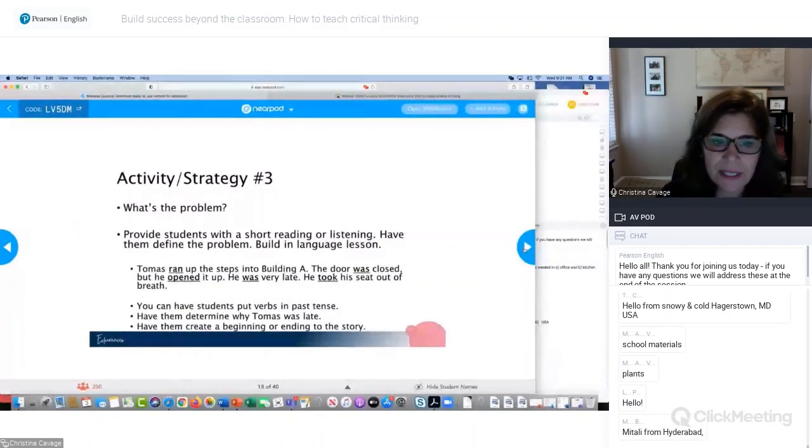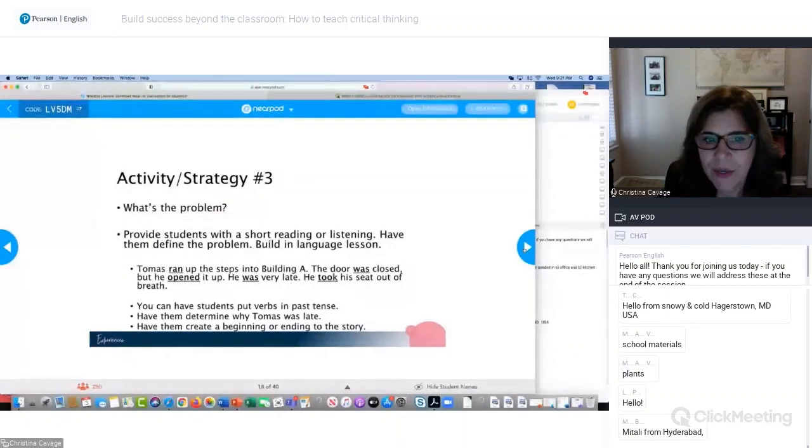So here's something I recently used in a class when I was teaching past tense. Thomas ran up the steps into building A. The door was closed, but he opened it up. He was very late. He took his seat out of breath. So students can identify, when does the story take place? We can talk about past time, but I can take it a few steps further. I can have them develop why Thomas was late. Why do we think Thomas was late? He was obviously late for class. Why was he late? I can also have them create a beginning or ending to the story.